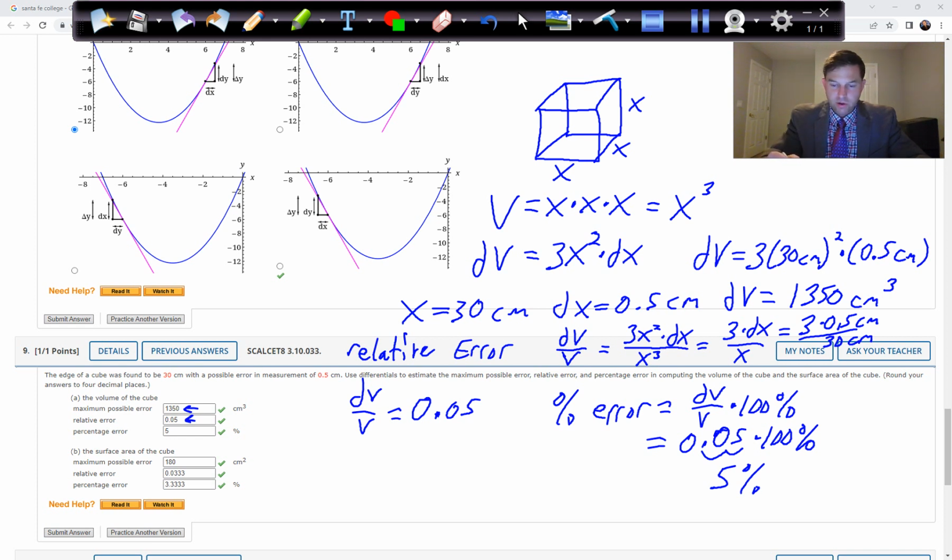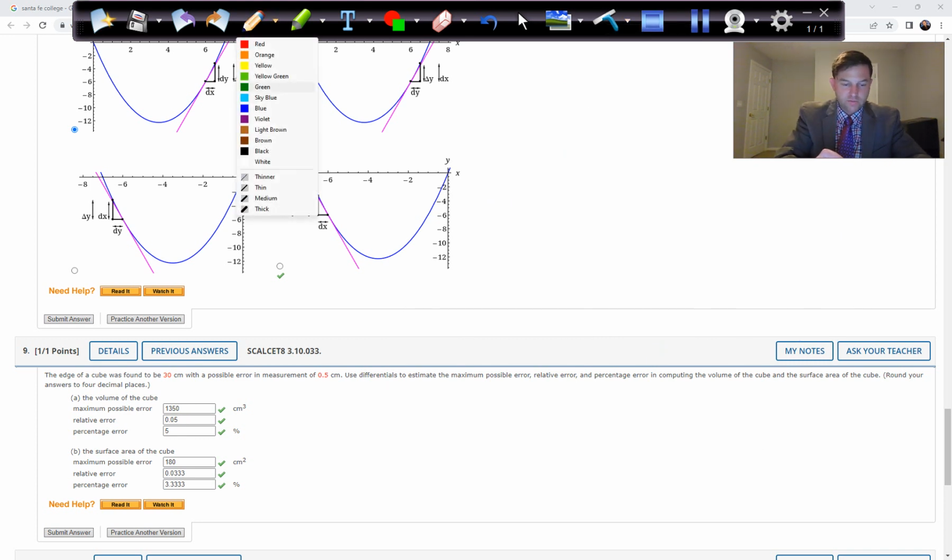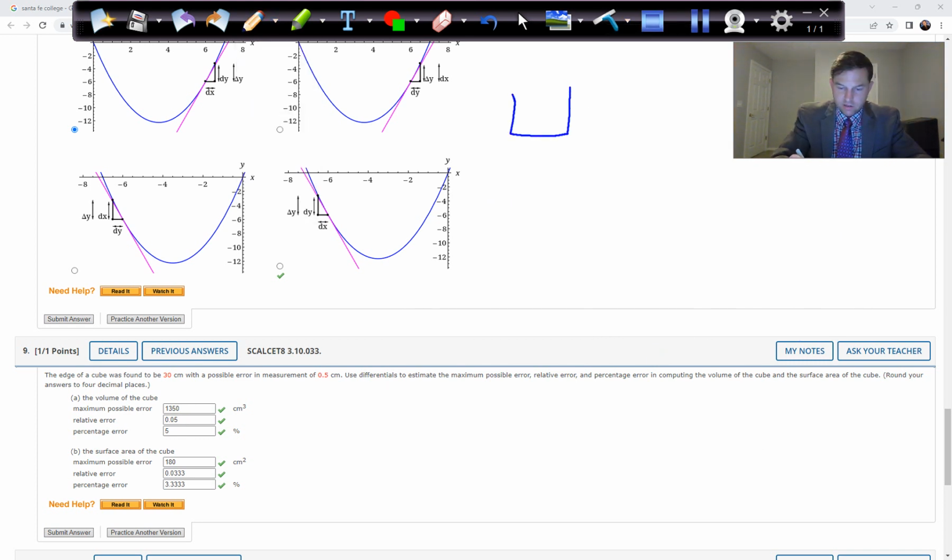Okay, then the second part is going to look at surface area of the box. Oh, I wish I didn't erase it. Draw it again.